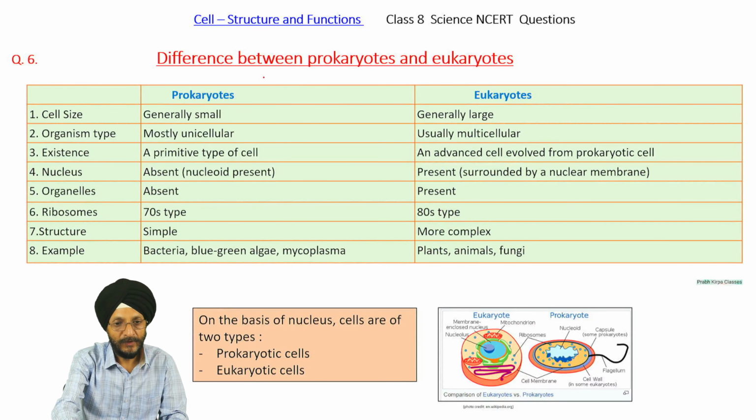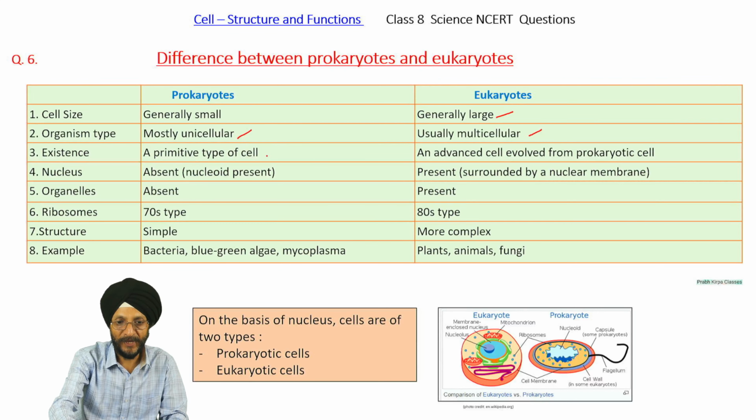Now we will understand the difference between prokaryotes and eukaryotes. In the case of prokaryotes, the cell size is generally small. In the case of eukaryotes, cell size is generally large. Prokaryotes are mostly unicellular, that is, prokaryotes are single-celled organisms in most of the cases, whereas eukaryotes are mostly multicellular.